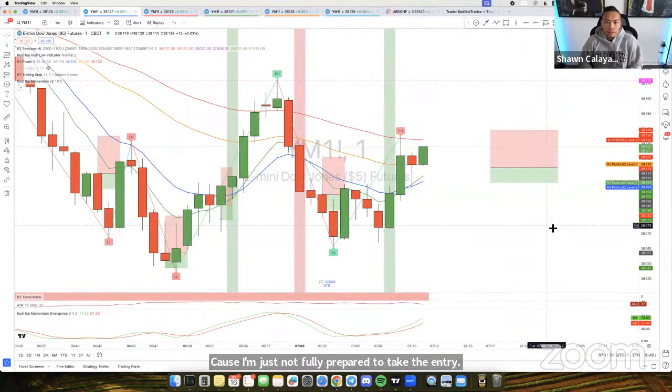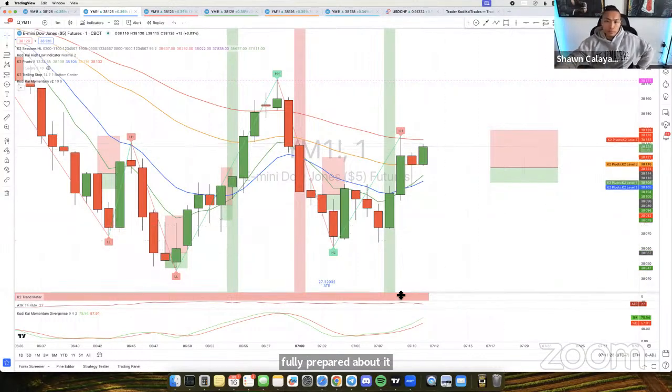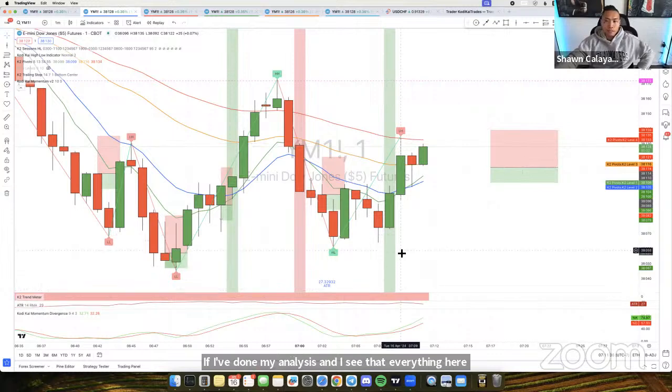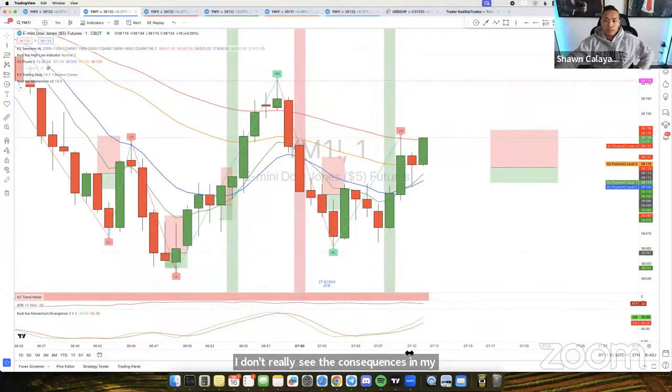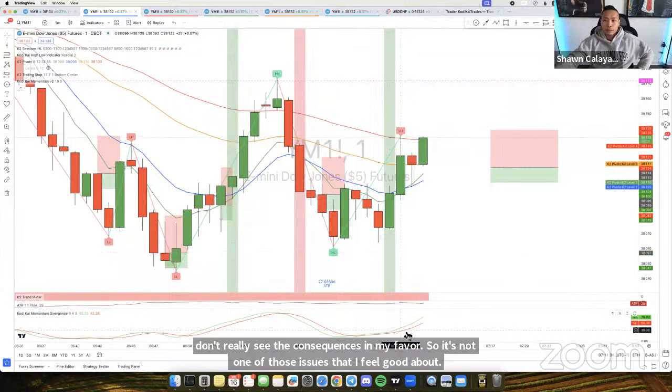So like I said, I'm only going to take entries if I feel fully prepared about it, if I've done my analysis and I see that everything here kind of lines up. Looking down at the confluences, I don't really see the confluences in my favor. So it's not one of those entries that I feel good about. If the divergence here was bearish, then yeah, okay, I probably would feel a lot better.